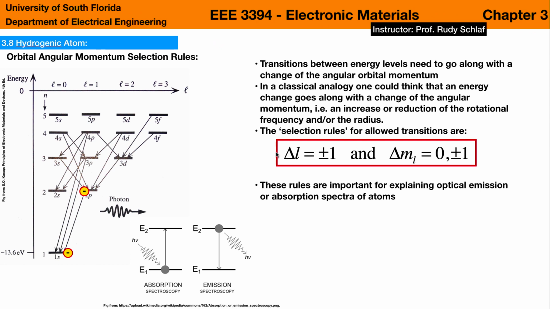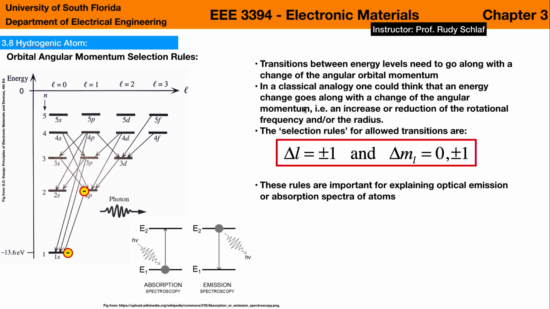One more thing about the orbital angular momentum. There are selection rules when it comes to transitions between individual energy states. So if you think about an absorption process or an emission process where an electron jumps up or down on the energy scale, the selection rules specify that the orbital angular momentum needs to change by plus or minus 1, and that the magnetic quantum number needs to remain the same, or it can also change by plus or minus 1.